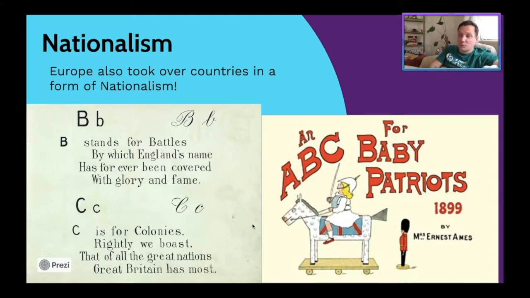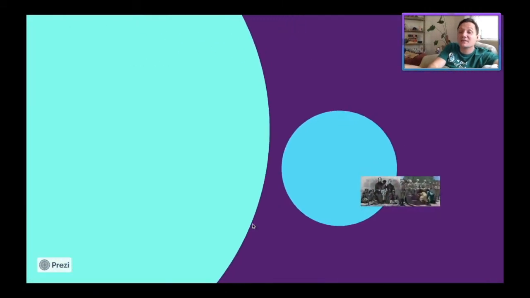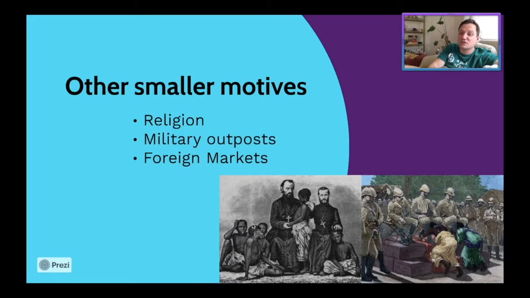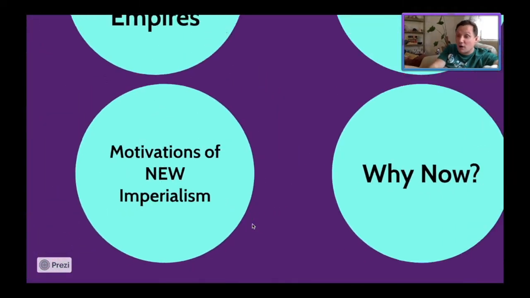This is a very important motivator, and it's the main motivator behind imperialism in the late 1800s: the idea of nationalism, right? Relating back to that military dominance and military takeover and the growth of these different empires. Going forward, there are going to be other smaller motivations like religion, military outposts, foreign markets, things like that, right? The other smaller motivators are basically like, oh, we're trying to spread Christianity. Other ones being like, oh, we want a military fort so we can keep an eye on other countries. Or the idea that we want to sell different goods to these people that we're taking over, right? So that's other smaller motivations.